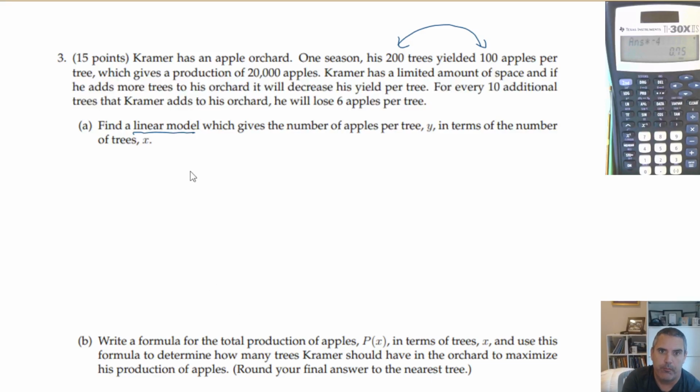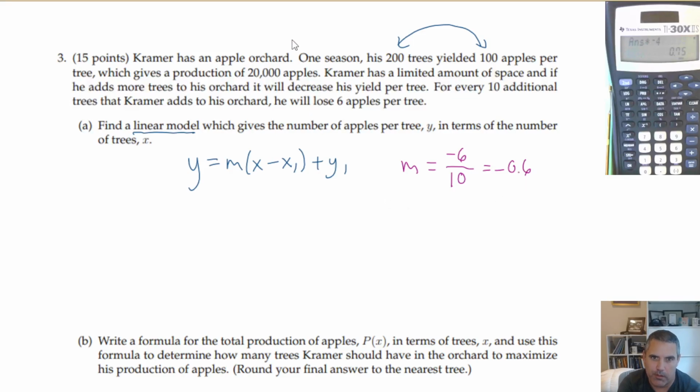So here's what we're going to do. Apples per tree. And they told me a few data points. They said when x is 200, this is 100. They also just told me the slope almost exactly. Every time you have 10 more trees, you lose 6 apples per tree.